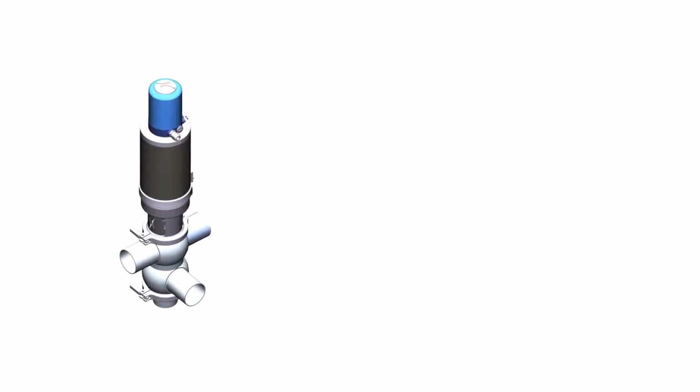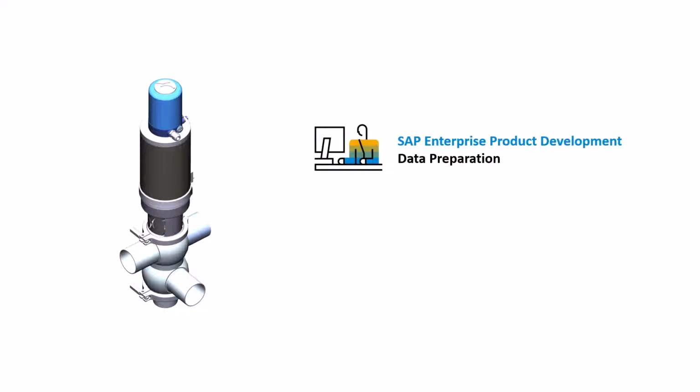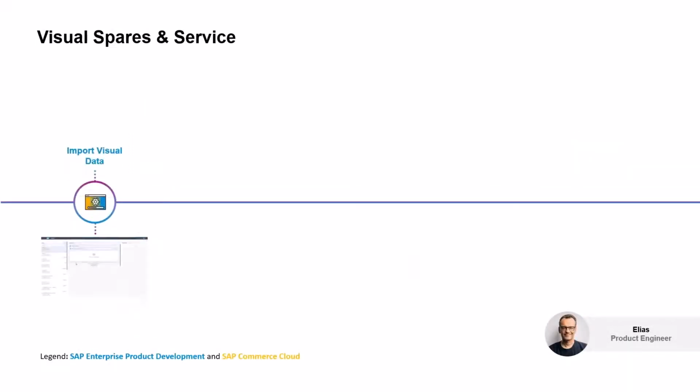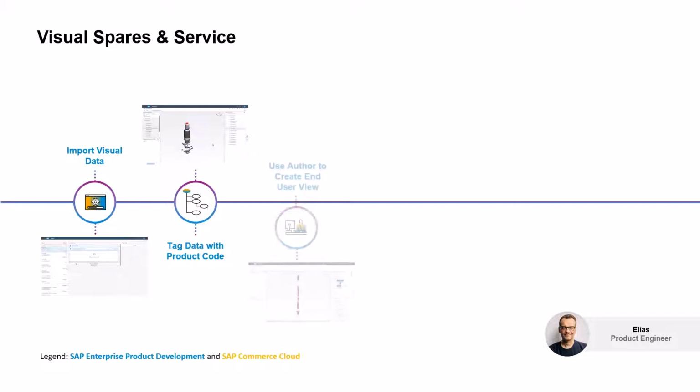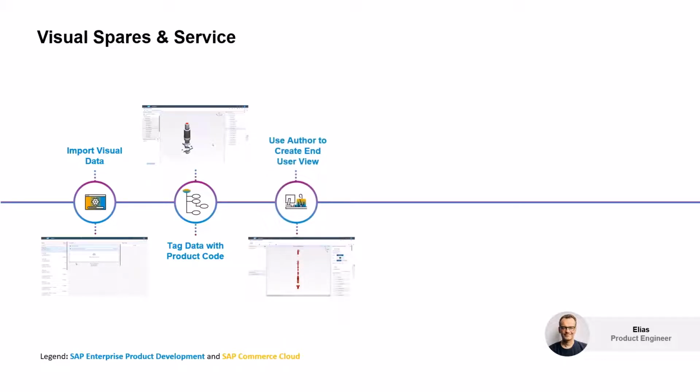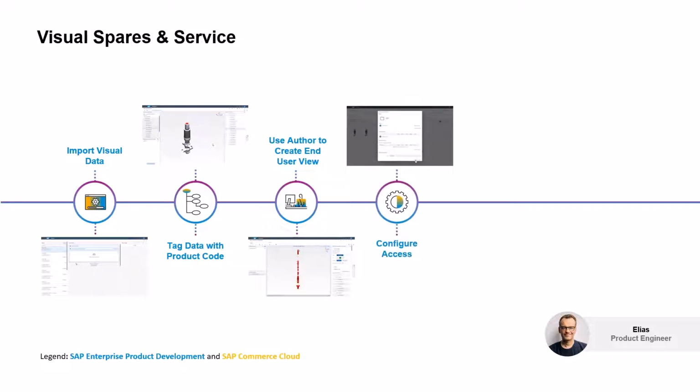There are two main parts in this process: data preparation on the EPD visualization side and integration on the Commerce Cloud side. First, I will start by uploading my model into the SAP Enterprise Product Development System. Then I will use association structure to link visual components to BOM counterparts. After it is done, I will create an explosion view using 3D Author. Finally, I will configure and publish the visualization, making it accessible to Commerce Cloud platform.